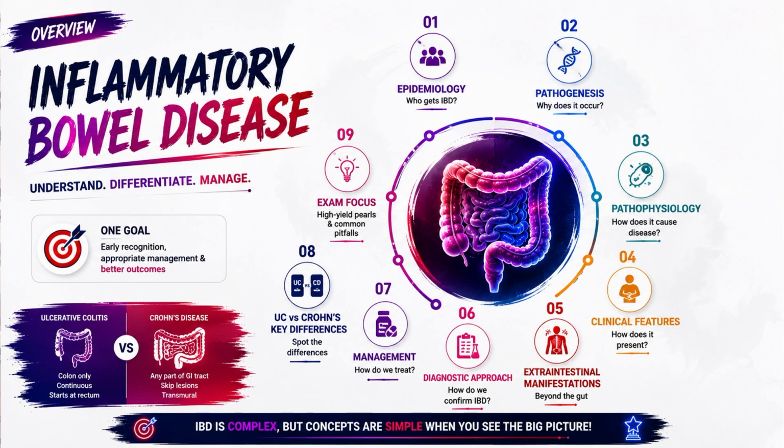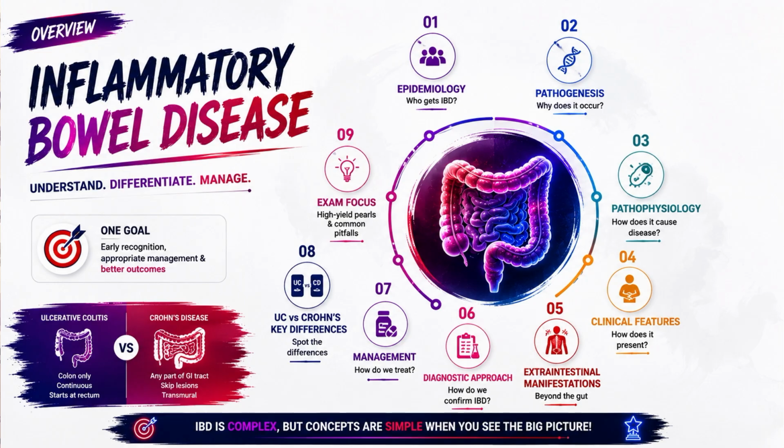Imagine having diarrhea again and again, abdominal pain, blood in stool, weight loss, and the shocking part is your own immune system is responsible for damaging your intestine. This condition is called inflammatory bowel disease, or IBD. And in today's video, we'll understand the complete topic step by step.